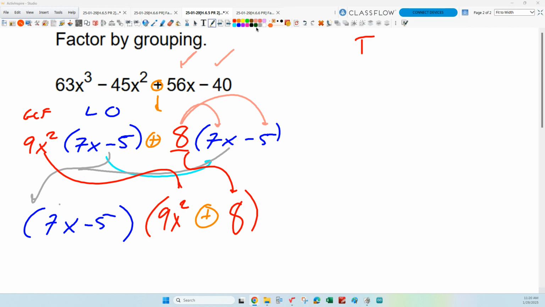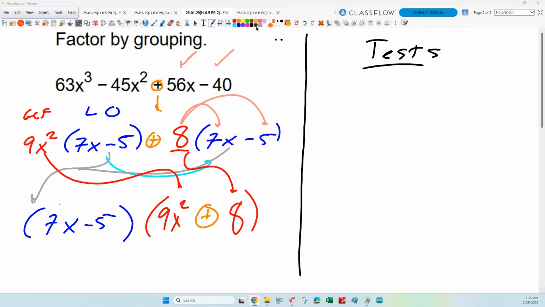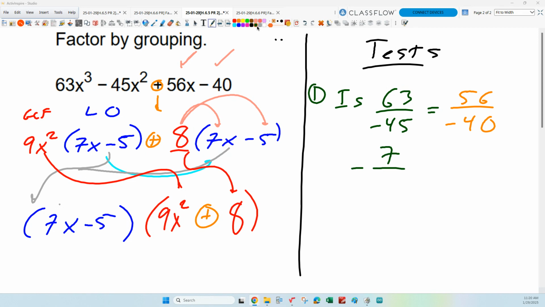So test 1 is: is 63 over negative 45 equal to 56 over negative 40? Well, what is 63 over negative 45 reduced to? What could I divide top and bottom by? 9. So I'd get negative 7/5.